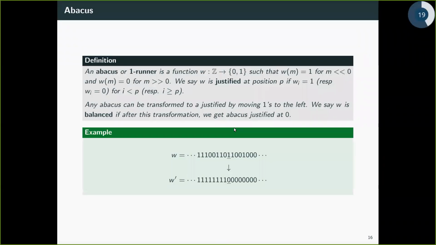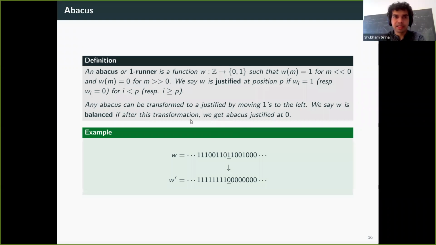Okay. So let's briefly describe another way of looking at partitions, which for me is actually more convenient. I find this perspective on partitions quite enlightening. But what is an abacus? Let's start with that, and then we'll see how partitions are in bijection with certain abaci.